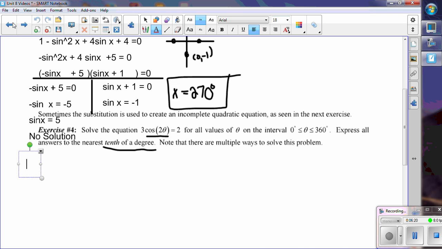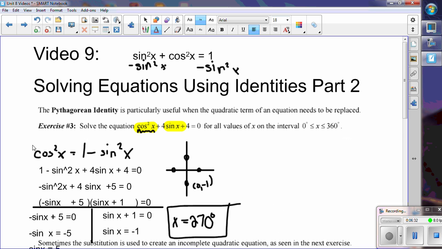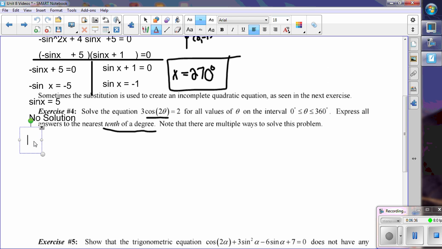So if you look back over here, cosine double angle in terms of cosine is this: 2 cosine squared minus 1. That's the one I'm going to use. So I'm going to go and plug that in. So this was 3 cosine, and instead of theta, I'm going to use x because it's just easier for me to type. 3 cosine 2x equals 2.